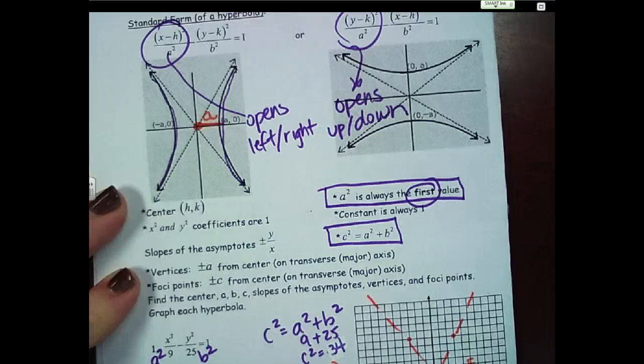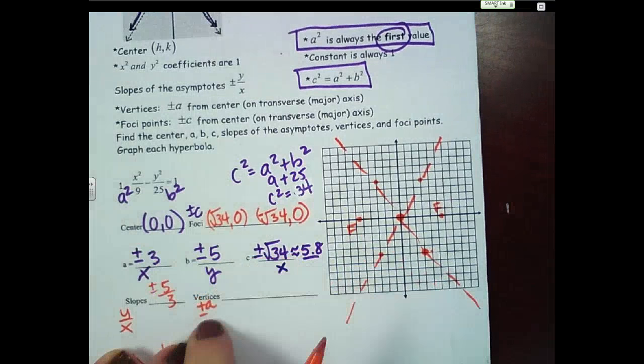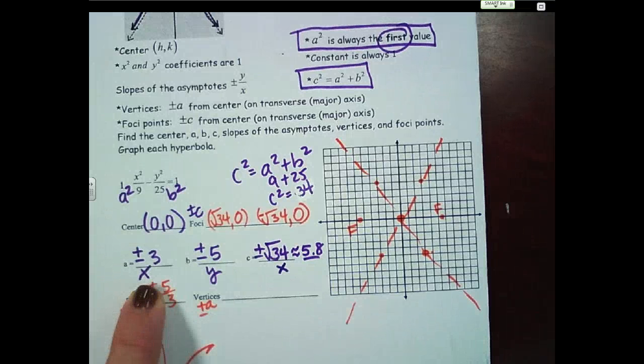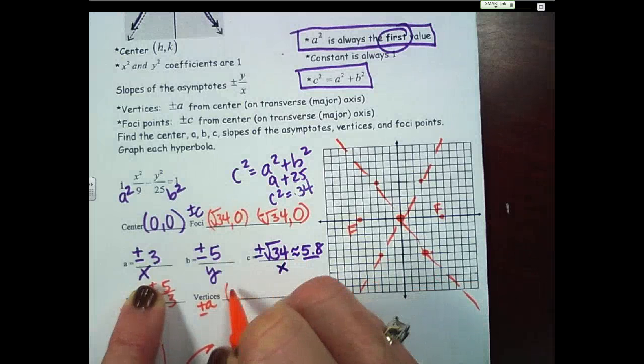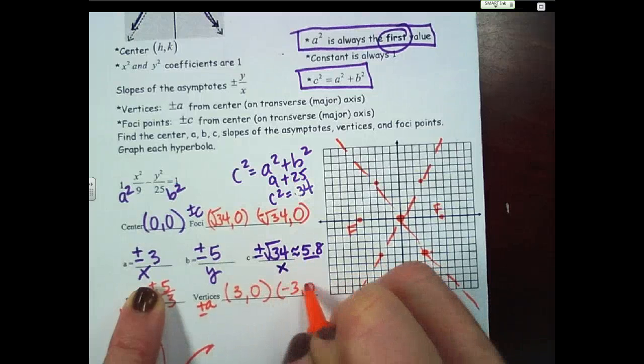So, in other words, for the vertices, we're going to add and subtract A. A is 3. We're going to slide 3 on the x-axis. So 0 plus 3 is 3, and 0 minus 3 is negative 3.